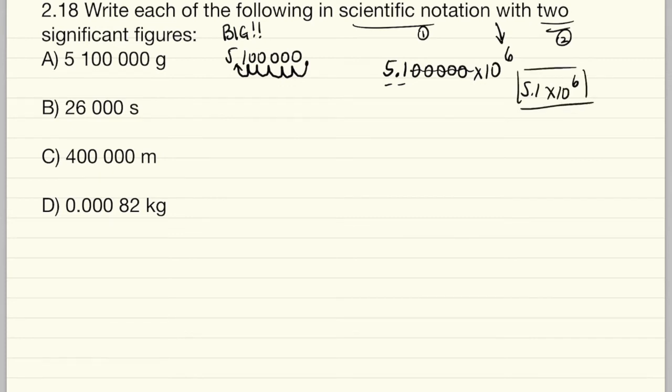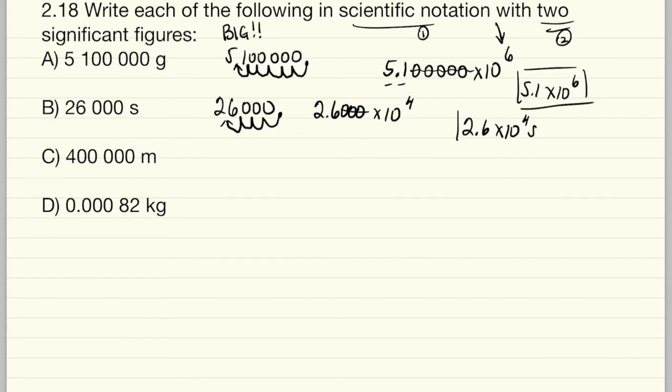Let's look at 26,000. Invent the decimal place. We're going to move that to the left. 1, 2, 3, 4. And so that would be 2.6000 times 10 to the 4. It is a big number as well, so it's a positive 4 there. We don't put the plus. To round this to two sig figs, we just chop off those zeros, and it's going to be 2.6 times 10 to the 4th power.